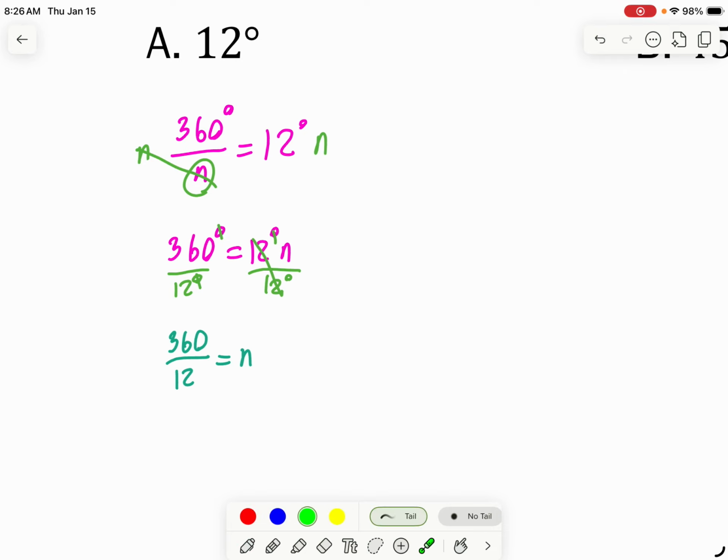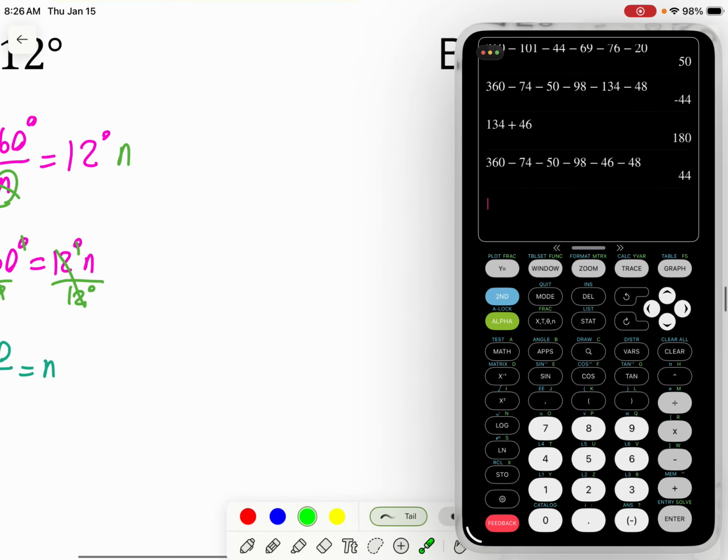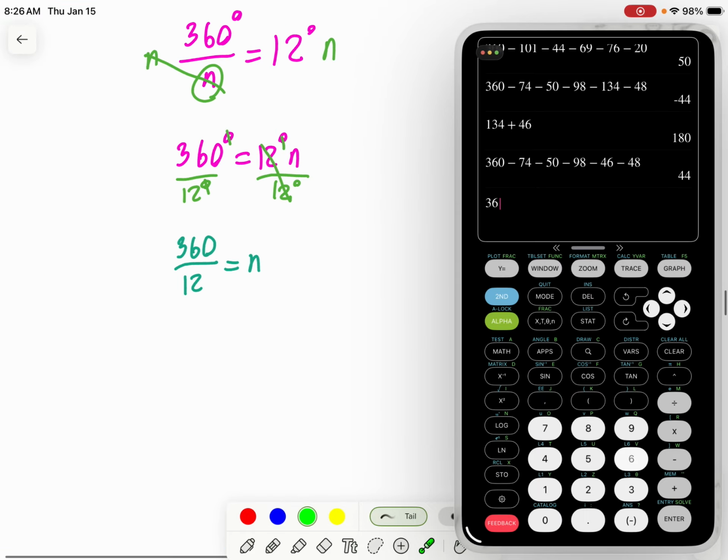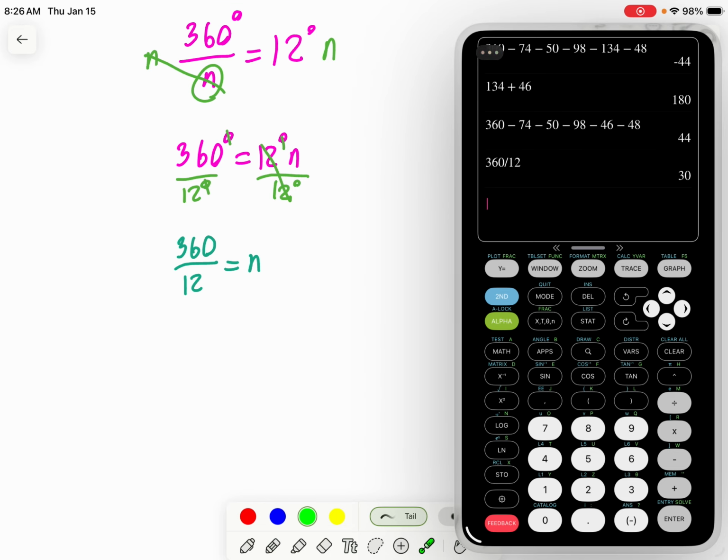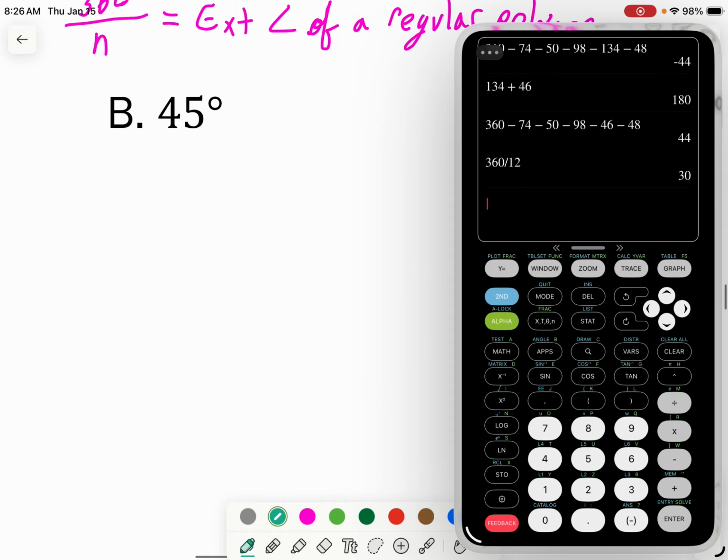Ultimately, notice what happened to this equation. The 12 and the n just switch places to the other side. Now I'm going to just use a calculator real quick. What is 360 divided by 12? 30. So n is equal to 30. So this polygon is going to have 30 sides.